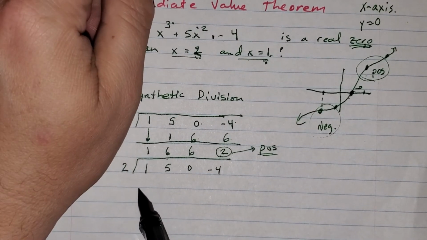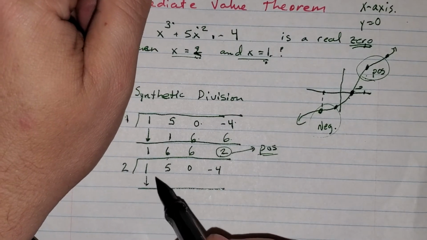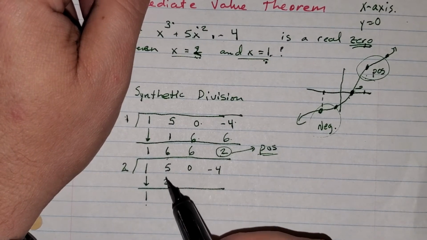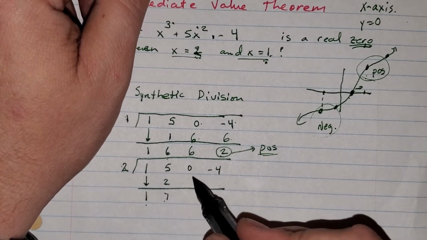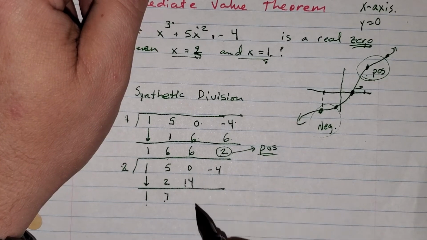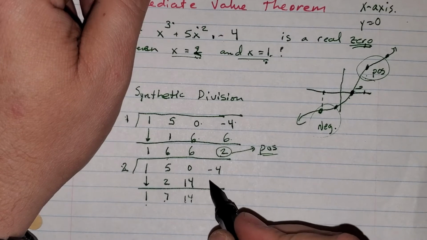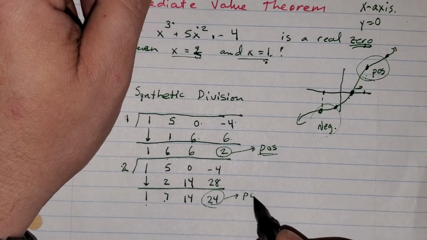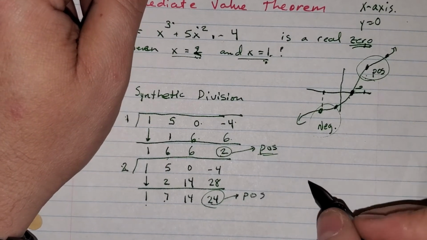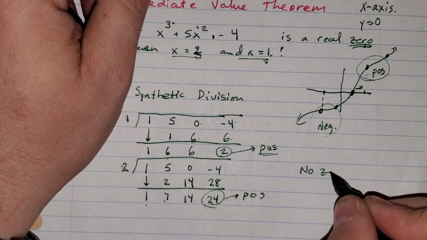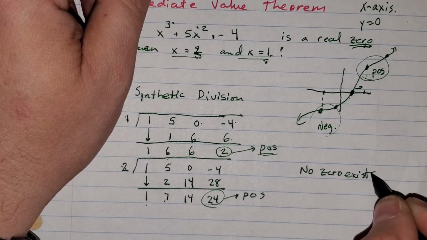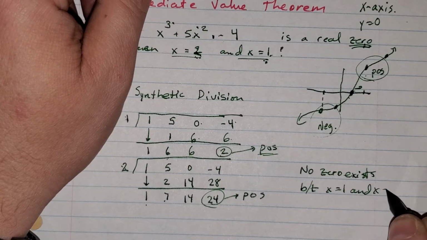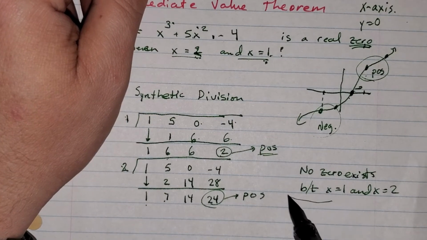Okay, now come here and do the same work. Here goes. Okay, copy the first one. 2 times 1, 2. 5 plus 2, 7. 2 times 7 is 14. 0 plus 14 is 14. 2 times 14 is 28. And when you add these, you're going to get 24, which is also what? Positive. What does this mean to me? No 0 exists between x equals 1 and x equals 2. Okay? That's what that means to me.